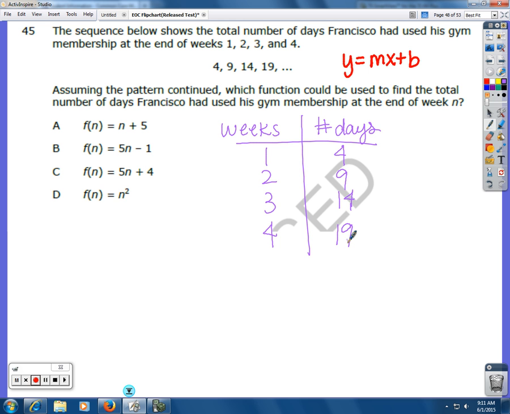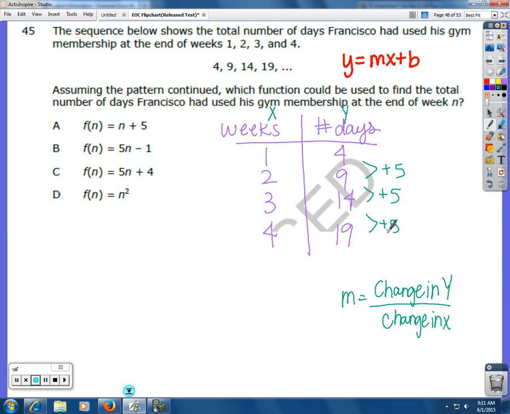Okay, so in order to get slope, we've talked about several times how slope is the change in y over the change in x. So let's look at the y values and see how they've changed. If you'll notice, each time they increase by 5. On the x values, each time they increase by 1. So to get our slope, the change in y is 5 and the change in x is 1. So our slope is going to be 5.